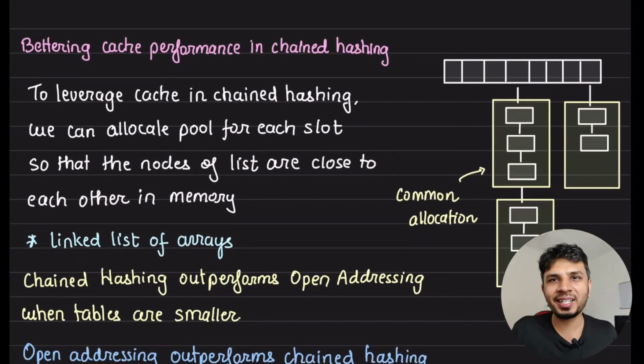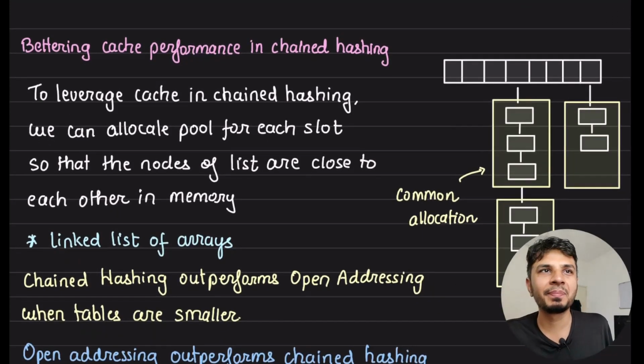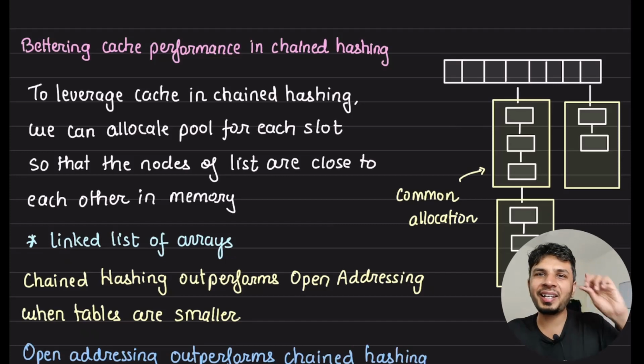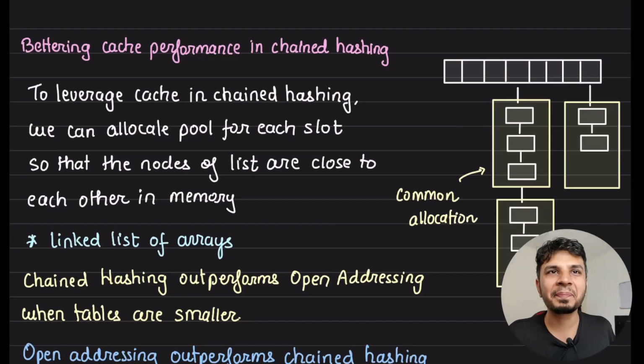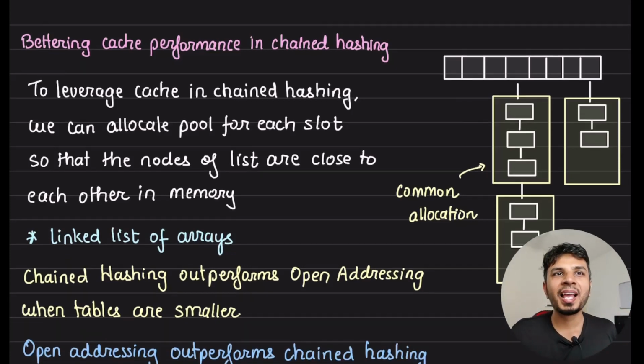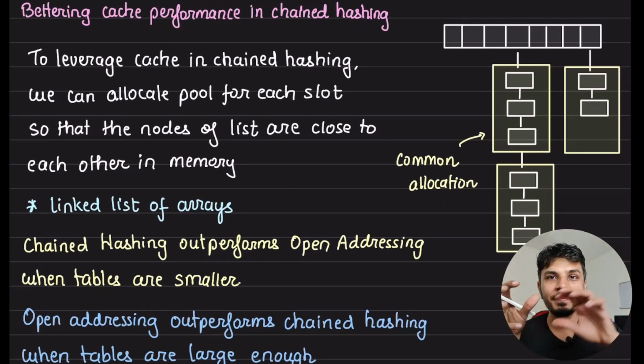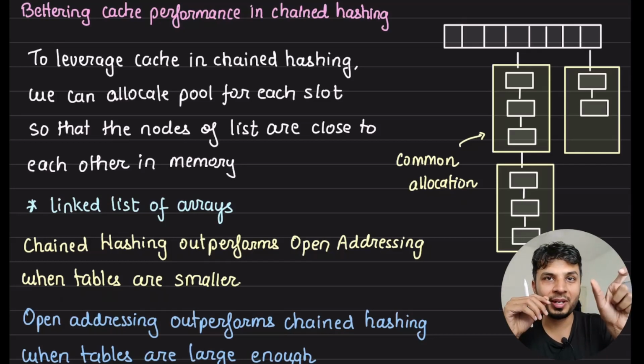Okay, one very interesting optimization as part of our conclusion. Up until now we spoke so much about chain hashing not being cache friendly. There is a very interesting hack that makes it cache friendly. And that is, how about we leverage cache for chain hashing? And when I say cache, it's about CPU cache.